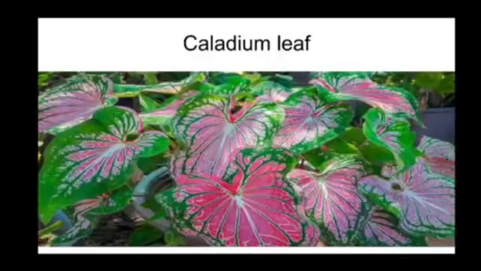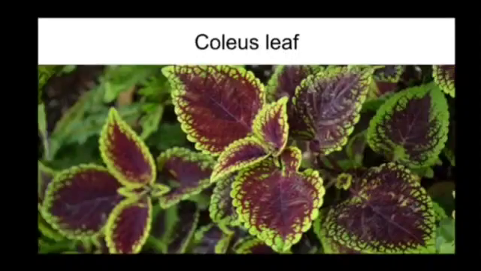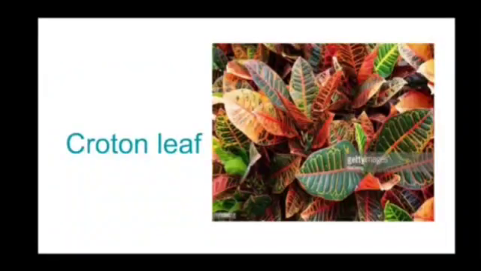Next is different kinds of leaves. On the basis of color, most leaves are green due to the presence of a pigment called chlorophyll, which helps the plants to make food using water, air and sunlight. This is very important for the plant: water, air and sunlight to prepare food. The leaves of some plants like caladium leaf, croton leaf and coleus leaf are red, orange, yellow and purple in color.